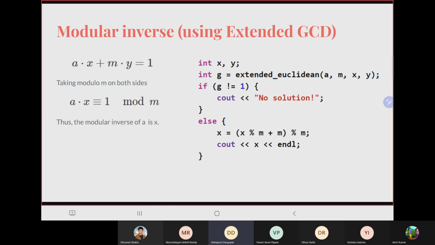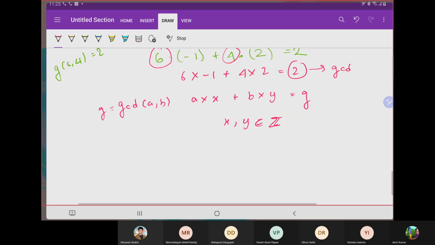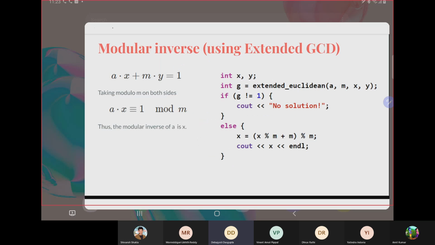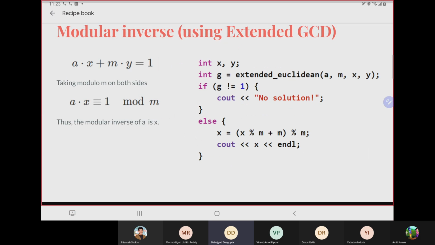Because as I showed here, we had got -1. So if X is -1, then we will not get the modular inverse, since the modular inverse always needs to be a positive integer. Hence, we add m to bring it into the positive domain, and then again take modulo m, so that if it was greater than m, we bring it down to the range 0 to m minus 1.